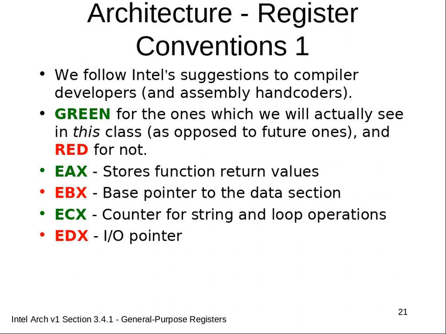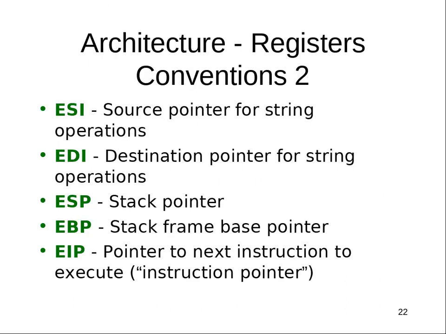All right, so EAX, we're going to just store function return values. EBX, we are probably not going to use for this class, and that's the base pointer for the data section, sure, whatever. ECX we use for a counter for string and loop operations, aka int i equals whatever. And then EDX we usually use for an I/O pointer. We're not going to mess with that, at least not right now. ESI, source pointer for string operations, EDI for, was it destination?